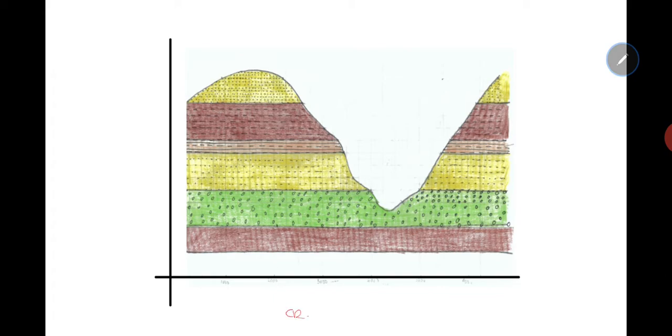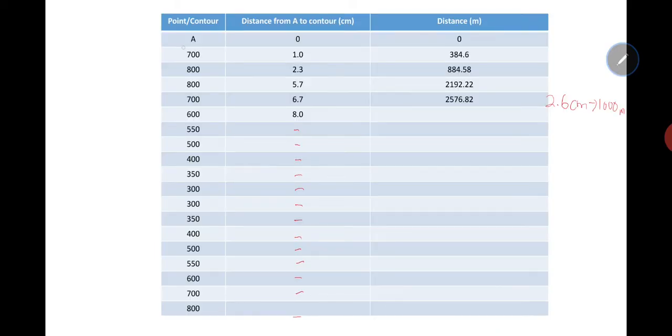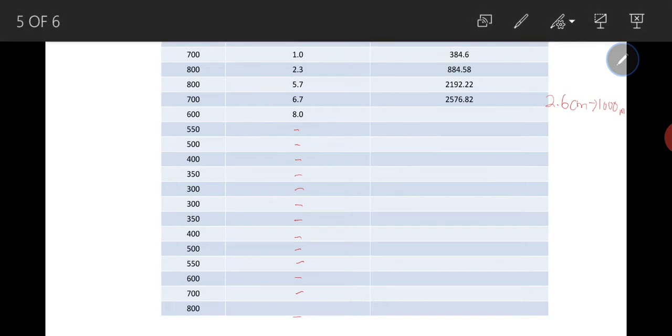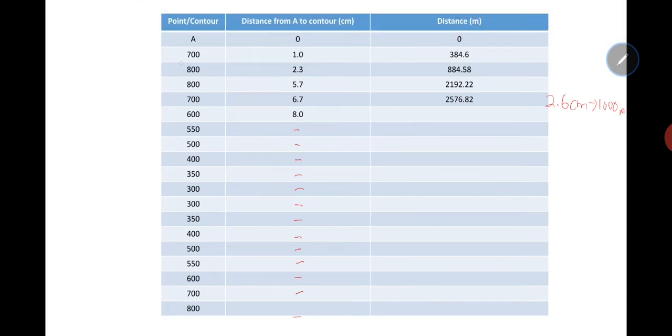Okay, this is the cross section from A to B. So this is point A here, and that will be the last point B. Use your data from the table. Let's say A to A is 0, and then you have A to 700 is about 384.6 meters.